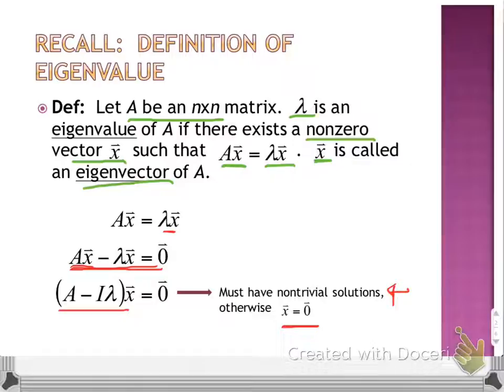So keep that in mind. We must have non-trivial solutions, because if we didn't, the only solution to this equation would be the trivial solution. But that infers that x is the zero vector, and by definition, it cannot be the zero vector. Okay, I said a lot, but I think you got me, hopefully.